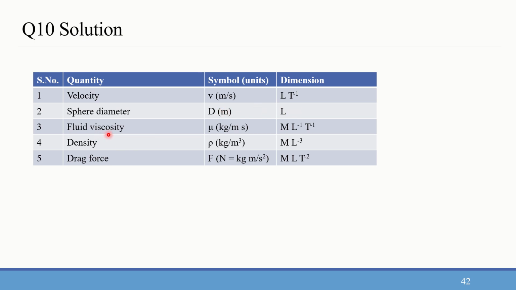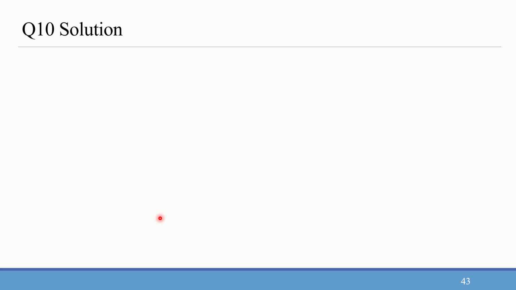Finally, fluid viscosity mu is kg per meter second, so its dimension is M L minus 1 t minus 1. Fluid density is kg per meter cube, so M L minus 3. Drag force, since it is a force, is Newton or kg meter per second square, so M L t minus 2. So that is how we arrive at the solution. Listing all quantities, we got this.